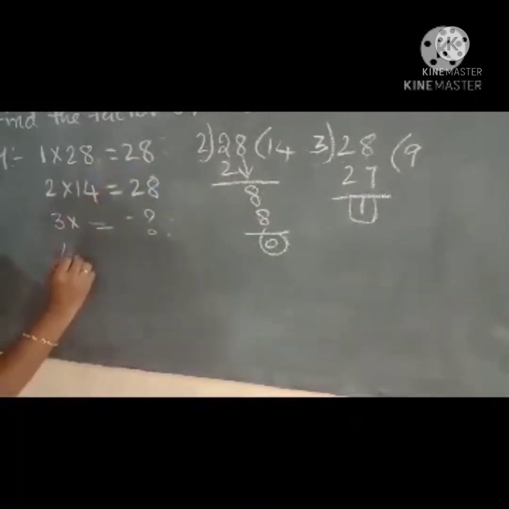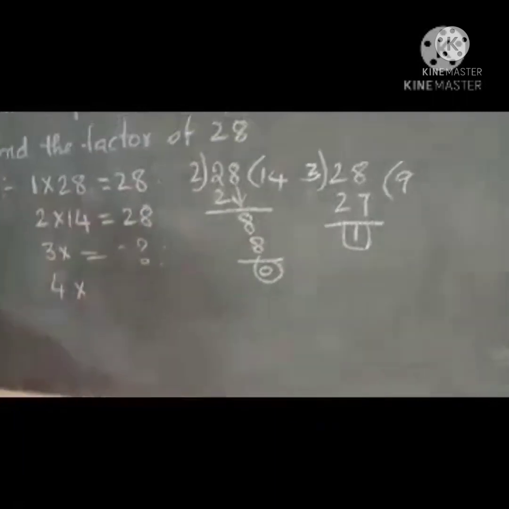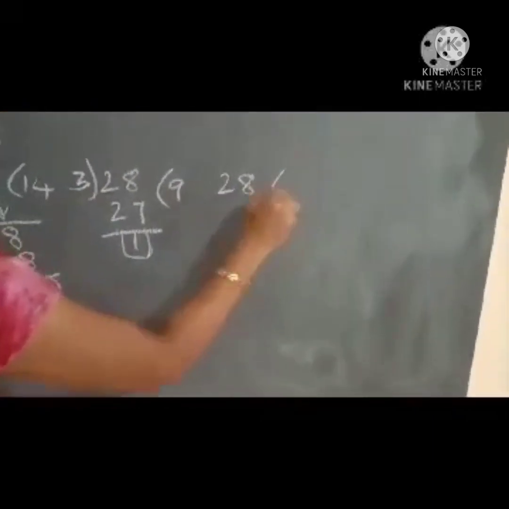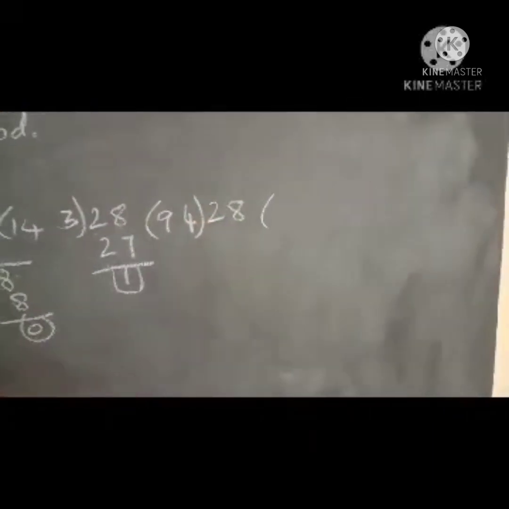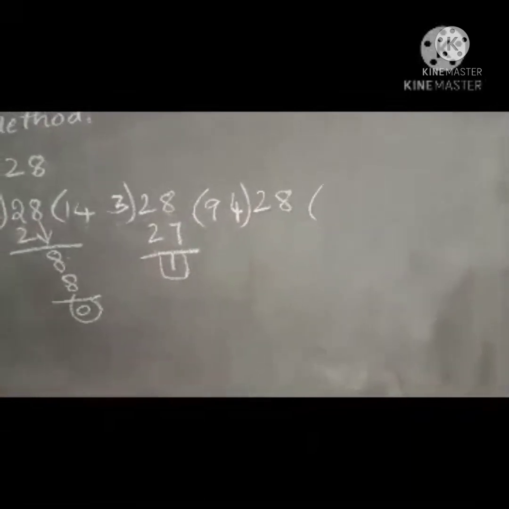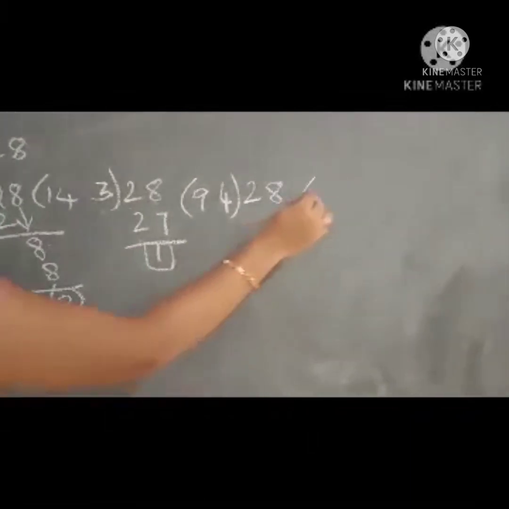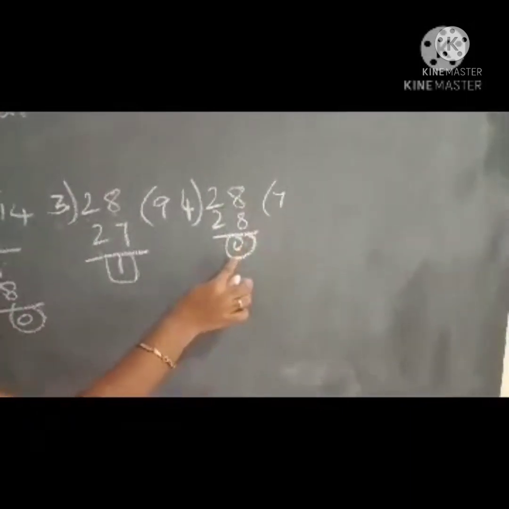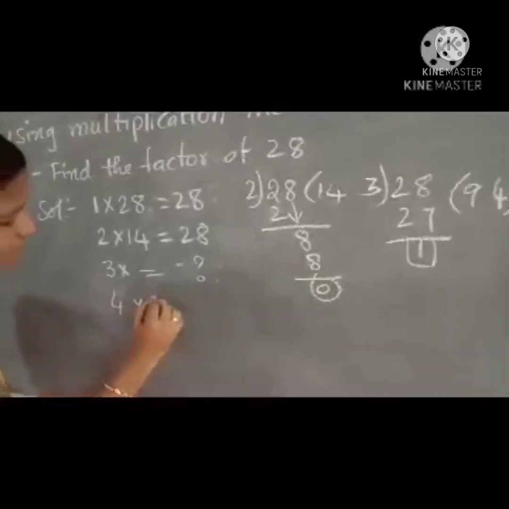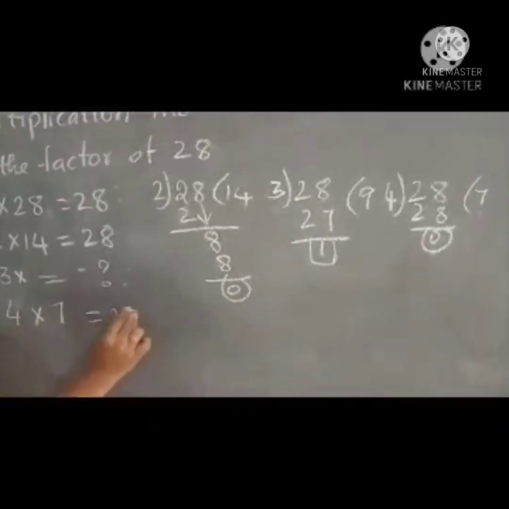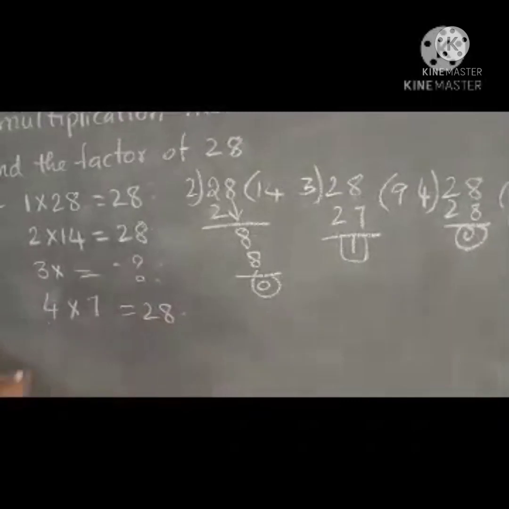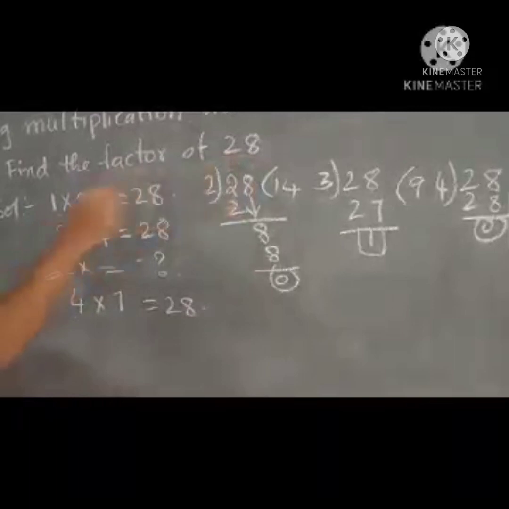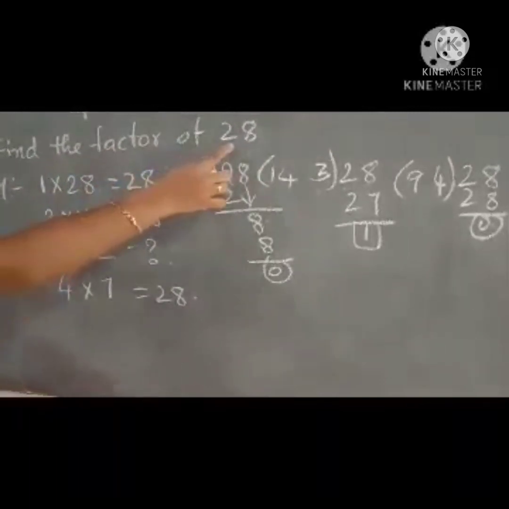Again we go to 4. In fourth table, is 28 there or not there? See children, 28, in which table? Fourth table. Tell, in fourth table, is 28 there or not there? Yes. 4 sevens are 28. The remainder is 0. So here we have to write this number. Now see children, what are we finding here? Find the factors of 28, no?